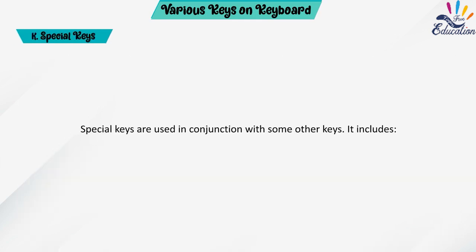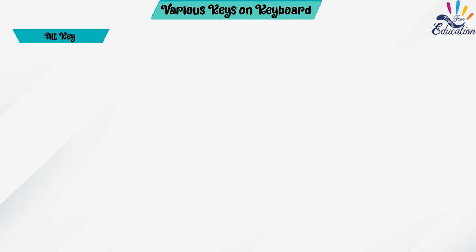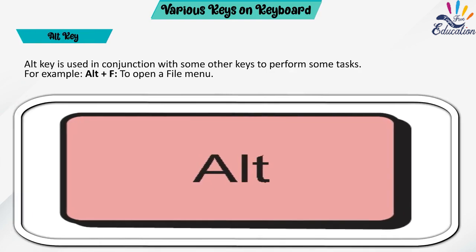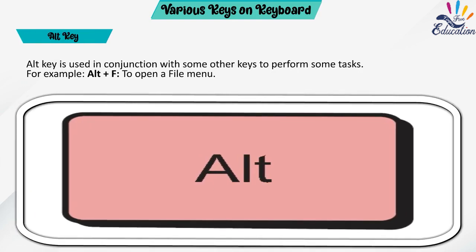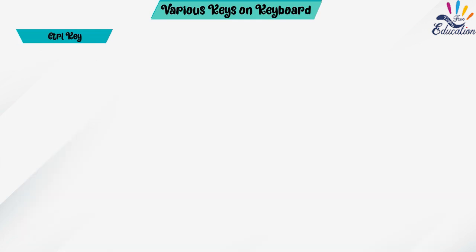Special keys. Special keys are used in conjunction with some other keys. It includes the Alt key. The Alt key is used in conjunction with some other keys to perform some tasks. For example, Alt plus F to open a file menu.